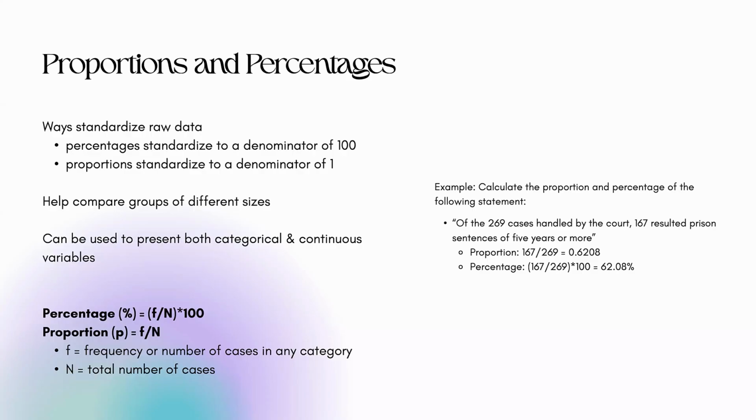So here's an example. Of the 269 cases handled by the court, 167 resulted in prison sentences of 5 years or more. So a proportion would be 167 over 269. And then a percentage is just that same calculation times 100, if we're trying to standardize to 100. So 0.62 for proportion, which turns into 62.08%.